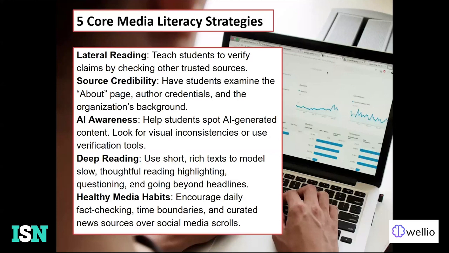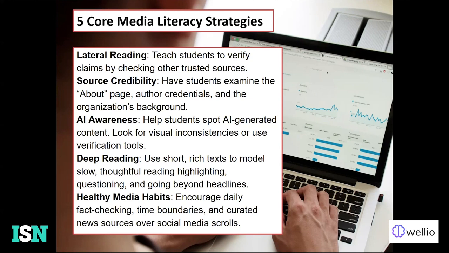So if you think of some media literacy strategies, lateral reading is really getting kids to look at a variety of trusted sources, leveraging maybe the library, leveraging primary sources. It's about source credibility, really getting students to look at the about page, author credentials, even looking at the organization's background. The awareness, understanding that some content is AI generated and what might be some visual inconsistencies, and even using some verification tools. And that, of course, is very different in different age groups, and there is a scope and sequence that we need to consider.